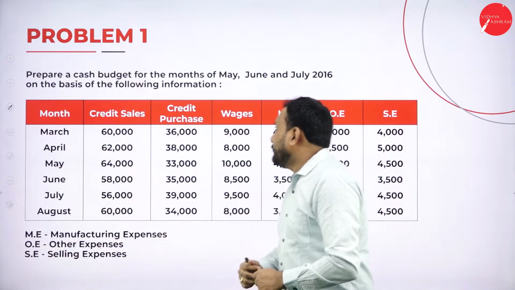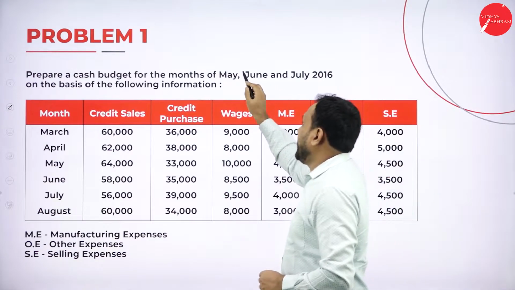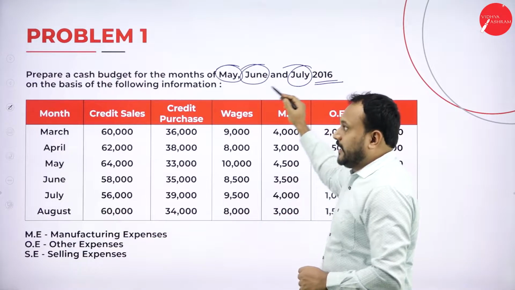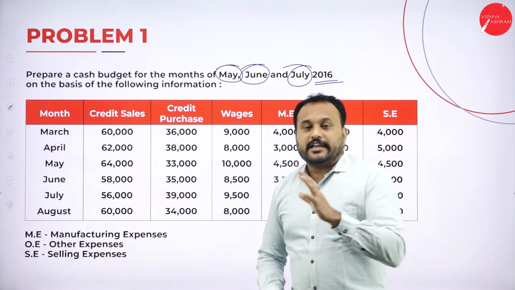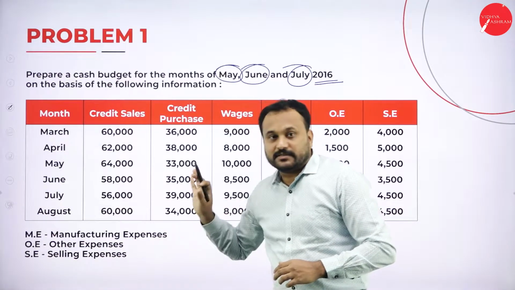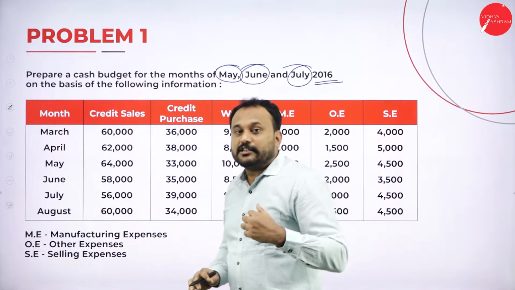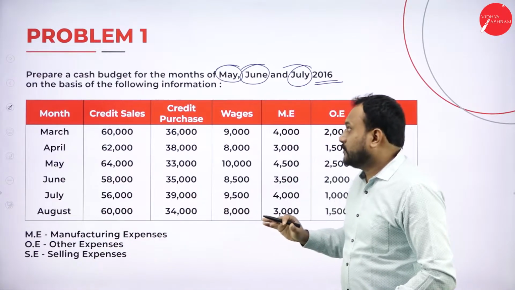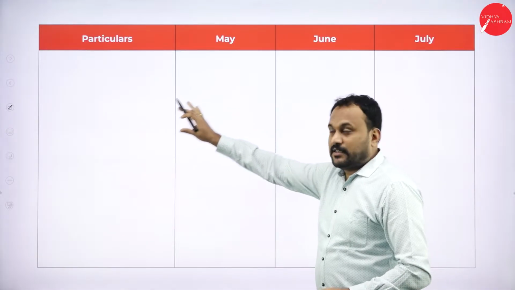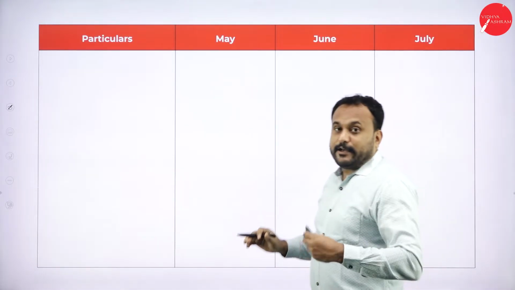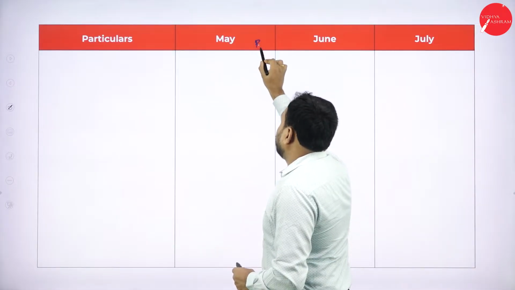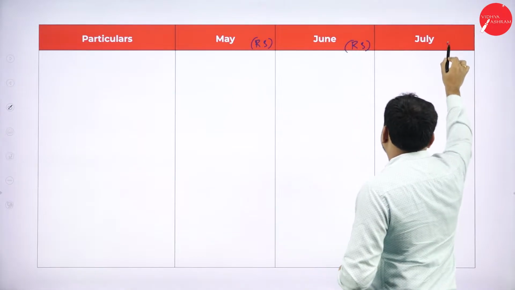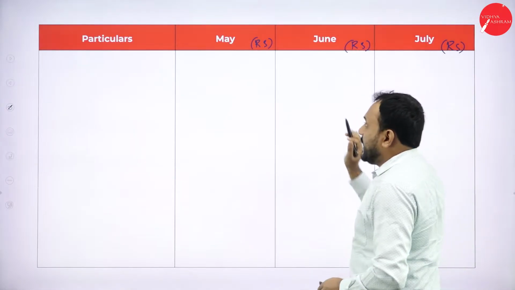Prepare a cash budget for the months of May, June and July 2016 on the basis of the following information. So this is what the information is. Now I need to prepare for the months of May, June, July. The minute I get this question, I'll write the particulars: May, June, July. Here all the amounts are in rupees. So that is the first thing I have done.